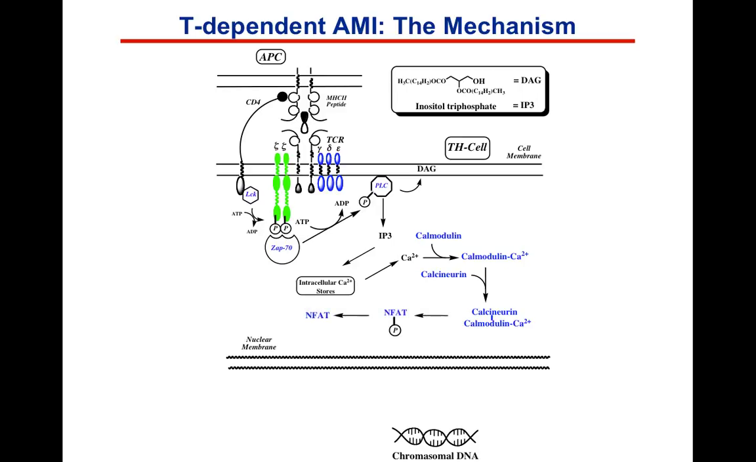What it does is it actually dephosphorylates, and so it's going to act on the nuclear factor of activated T cells, NFAT, and remove this phosphate to give you dephosphorylated NFAT. Now NFAT, once it's dephosphorylated, can move across the nuclear membrane, and it will eventually end up bound to the chromosomal DNA in a promoter region for the genes that it regulates.